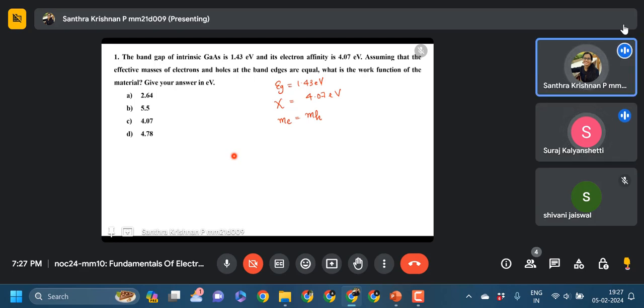From the previous image, if you remember, work function means that you are removing the electron from the Fermi level to the vacuum level. There are a set of equations, so based on a few equations, you'll have to start solving.